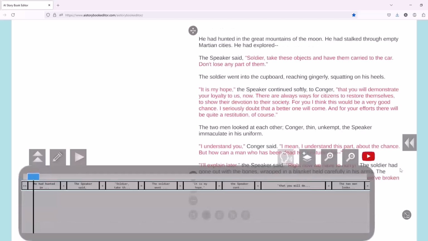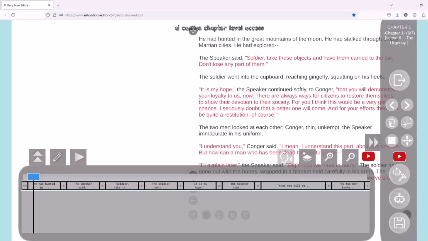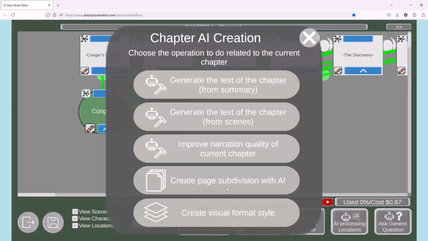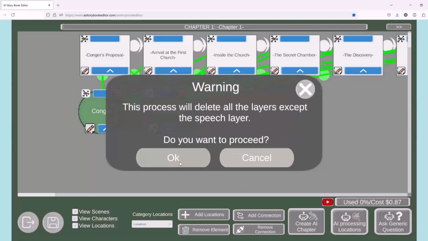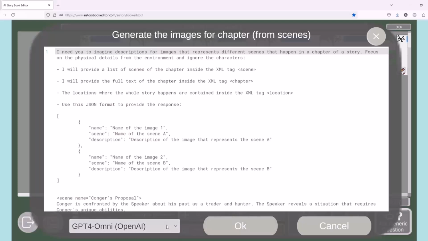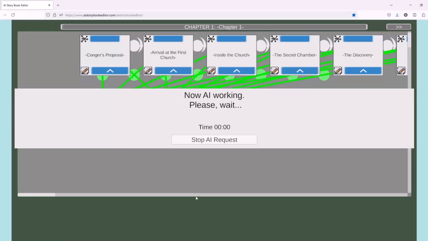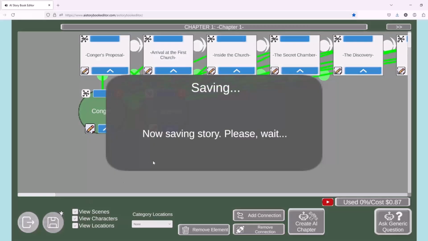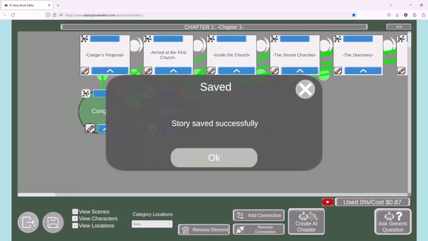Another thing that we are going to do is we can perform an operation that will allow us to align the timings between paragraphs, and will also add some visual layers. So we are going to perform this operation for all the chapters, just to create this adjustment in the timing. Okay, we are going to go with ChatGPT Omni Mini. Okay, let's save the progress and check the results.